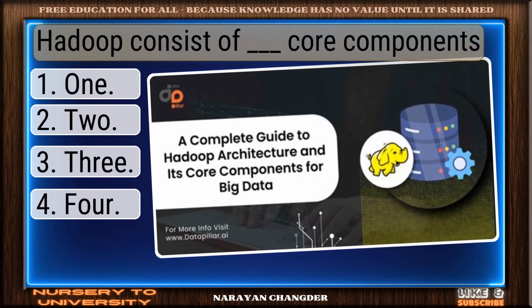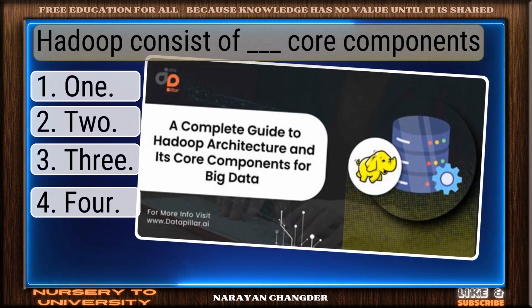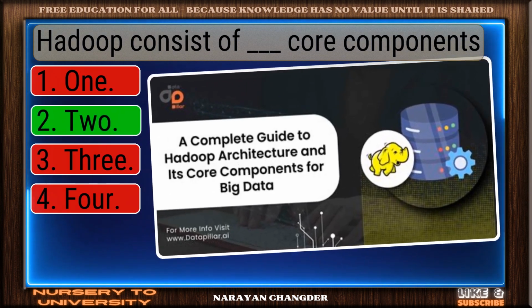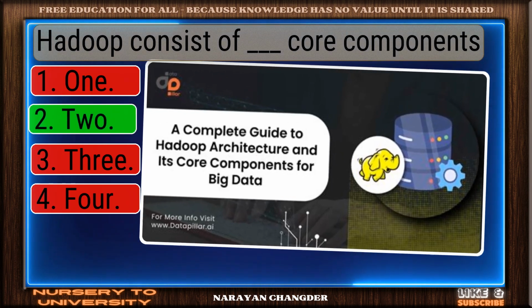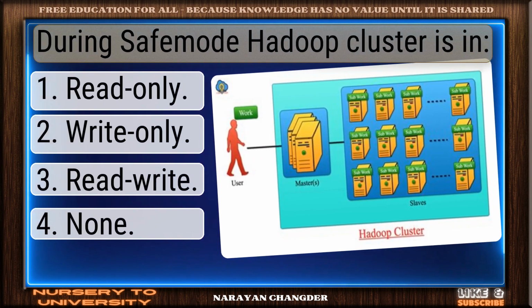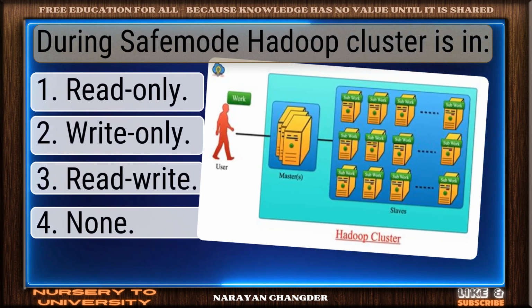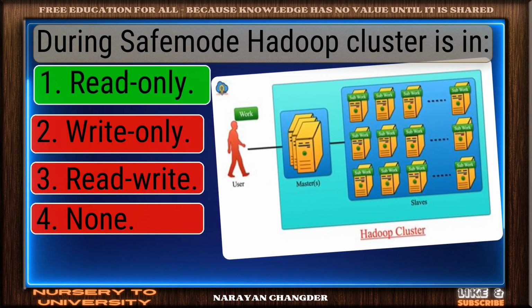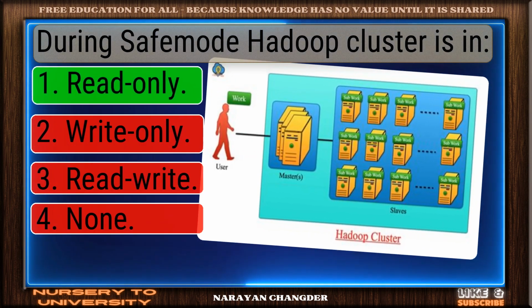Question number 47. Hadoop consists of ___ core components. Perfect. 2 is the correct choice. Question number 48. During safe mode, Hadoop cluster is in ___. Nicely done. Read only is a solid answer.